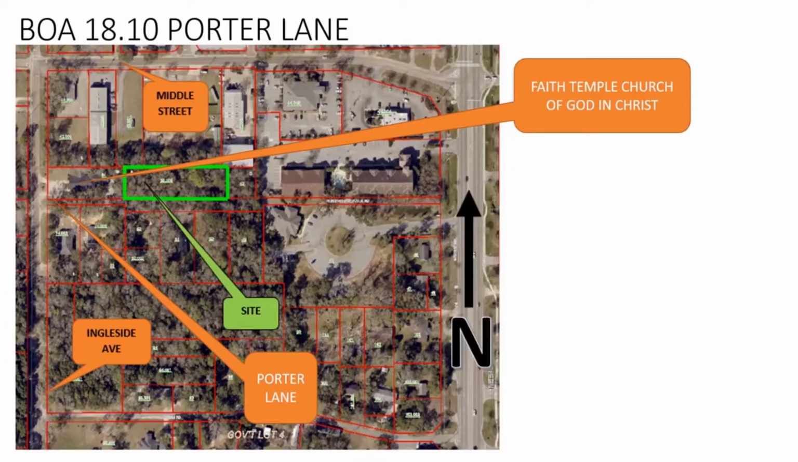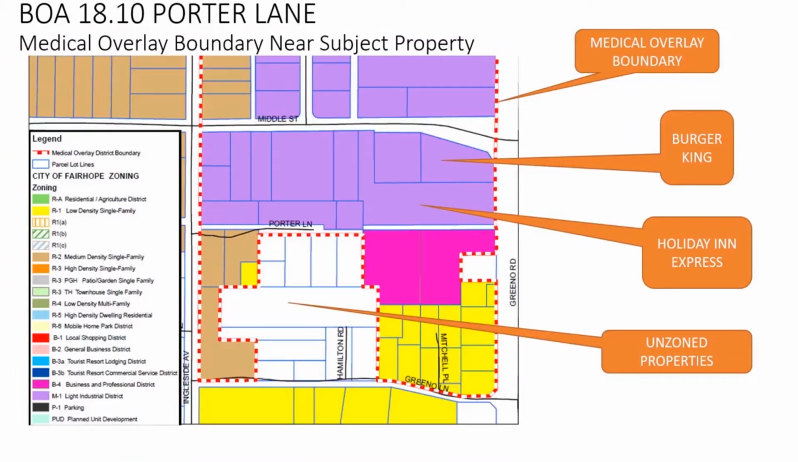And here is a little bit less cluttered aerial map, again showing the property, its proximity to the church facility, and the nearby streets. What we wanted to do in this excerpt, the red and white dashed line is the outline of the medical overlay. This is not the entire medical overlay, but just the southern portion, and we wanted to make certain that we reflected that this property is within the medical overlay.